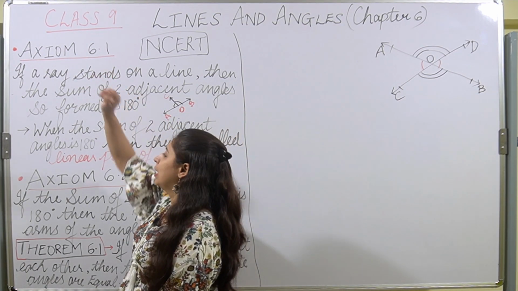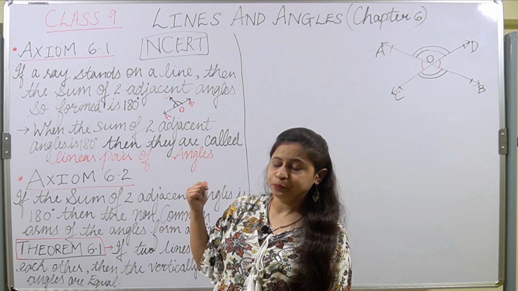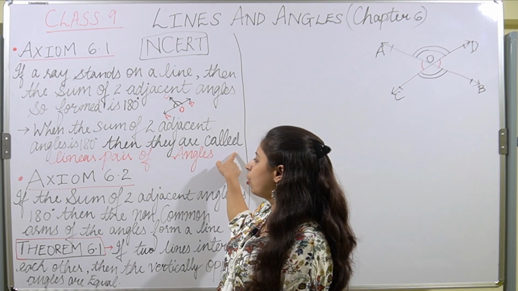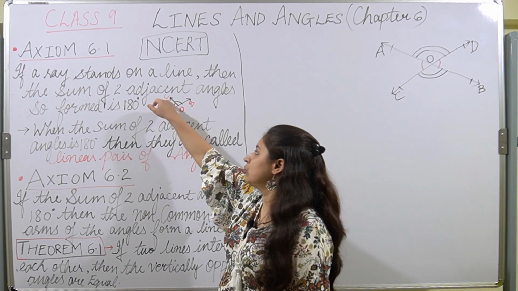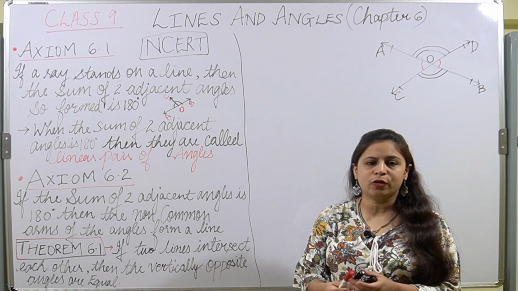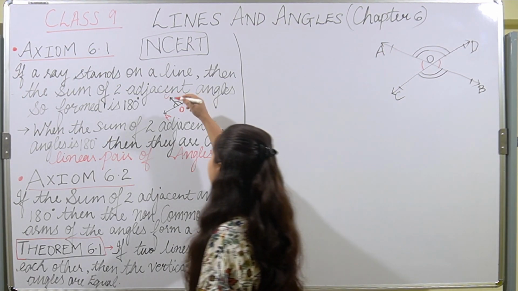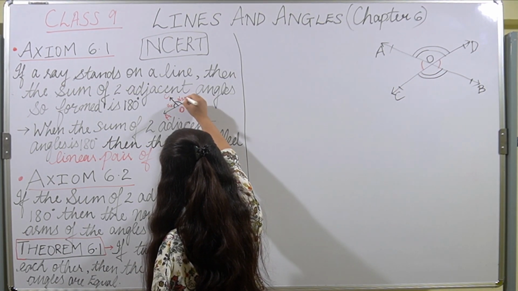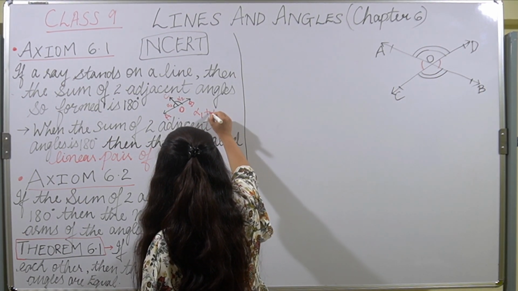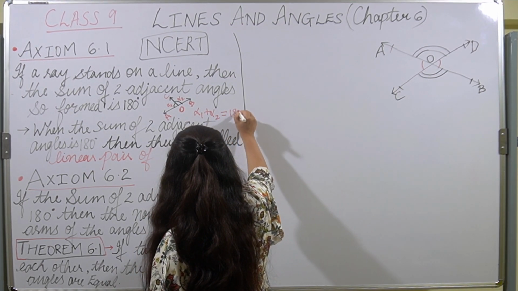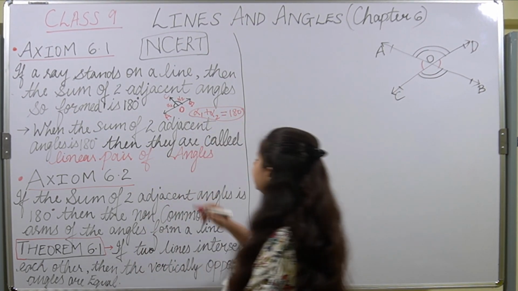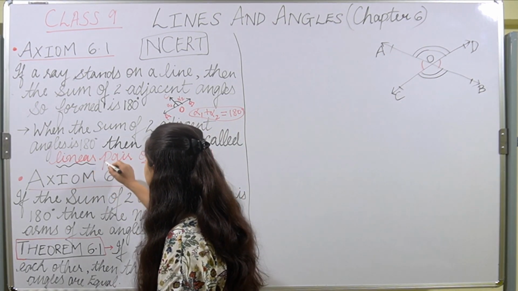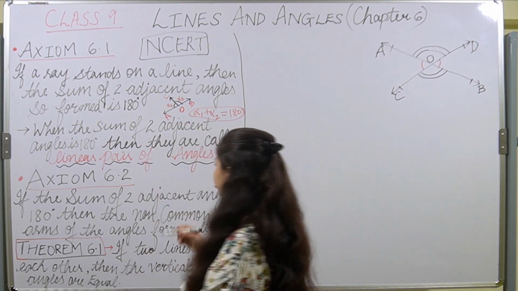Axiom 6.1 says this. So when the sum of the two adjacent angles is 180, then they are also called a linear pair of angles. These pair of angles are known as a linear pair of angles because the sum of angle 1 and angle 2, alpha 1 plus alpha 2, is equal to 180 degrees. So it forms the linear pair of angles. This is important for solving the questions.